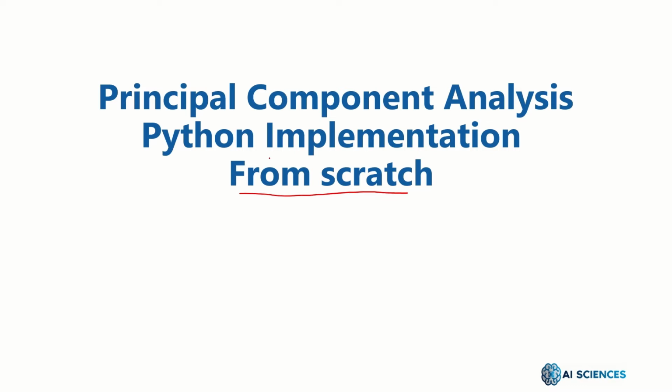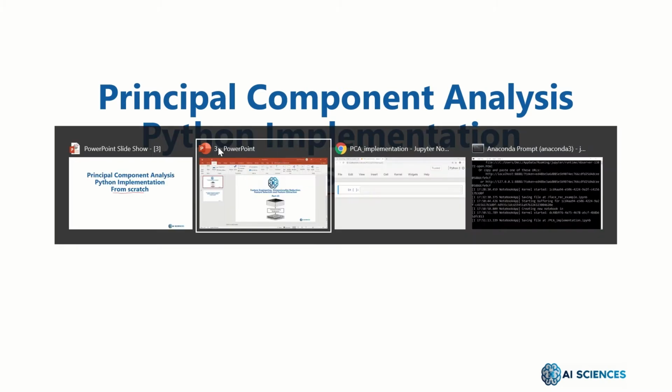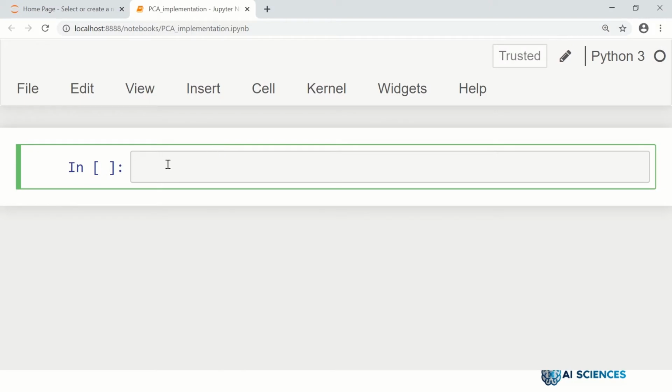Although the PCA function is available in scikit-learn, and you can use that one, we are going to implement a PCA function from scratch completely in NumPy. So let's dive in and go to Jupyter and implement PCA.